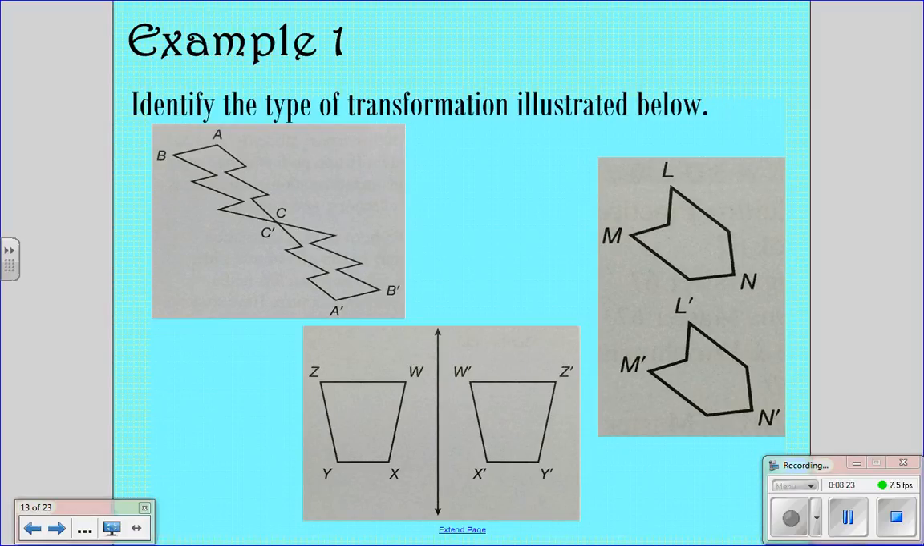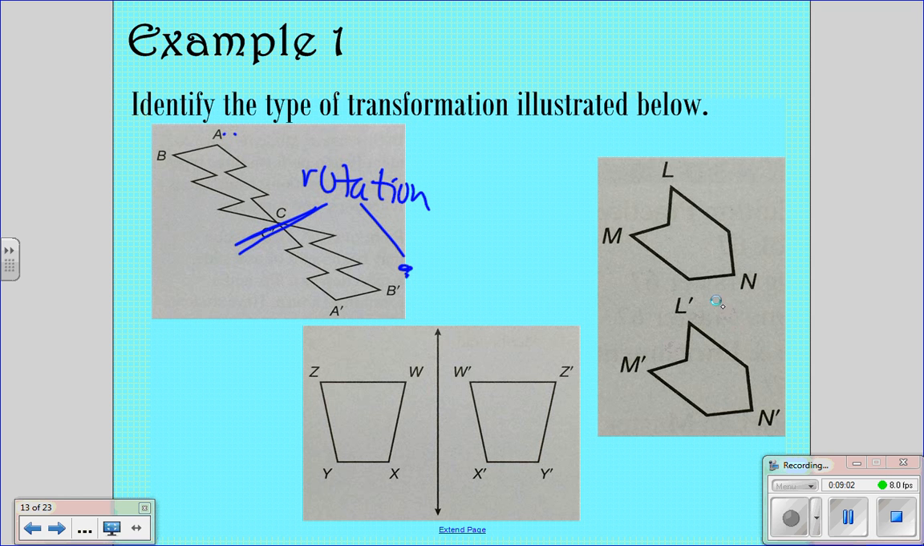So we want to identify the type of transformation that's illustrated in each of the pictures. So I want you to take a second, y'all can pause the video if you need to, and try and figure out what each of these is going to be. So this first one, we take A, if I reflected it across a line here, that would mean that A prime should be over here. Since A prime is not over here, that means that it's not a reflection. Okay, so this is not a reflection. This is actually a rotation. Okay, that one is a rotation.